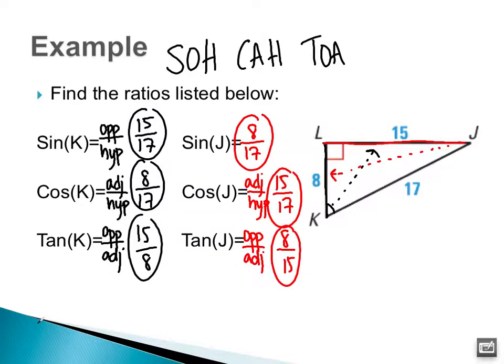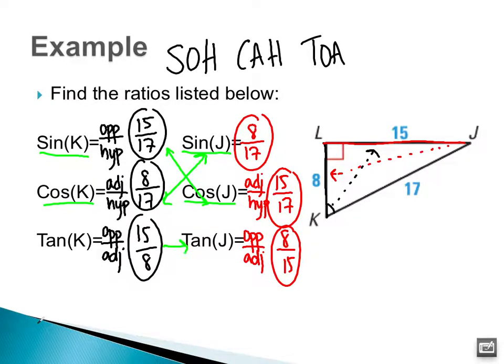Something kind of interesting to notice. These two are the same. These two are the same. That will always be the case. The sine of one angle is going to be equal to the cosine of the other angle. So then sine of angle J is equal to the cosine of angle K.